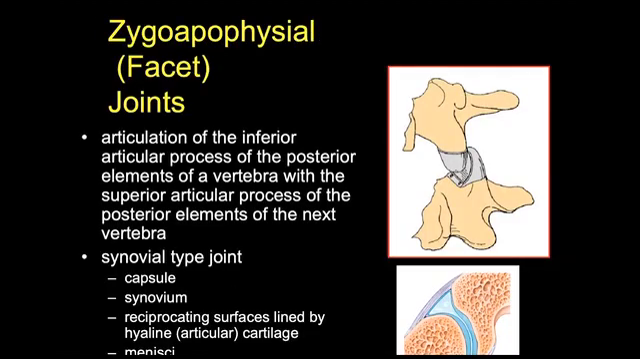So let's move on to another cause for axial pain, which is the Z joint or facet joint. Here we have the articulation of the inferior articular process of the posterior elements of one vertebra with the superior articular process of the posterior elements of the next vertebra. Facet refers to just one facet of the joint, so to speak. That's why Z joint is sometimes used or is more appropriate. It's a synovial joint like a knee or shoulder joint, so it has a capsule, synovium, reciprocating hyaline or articular cartilage, and even small menisci.